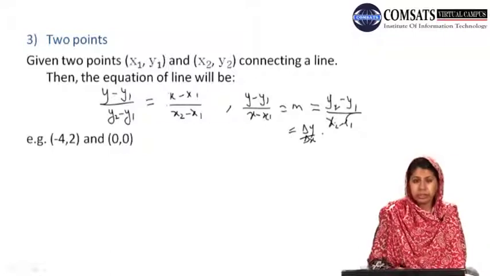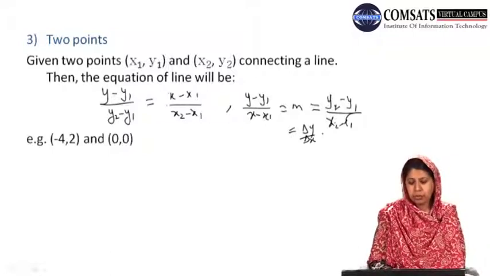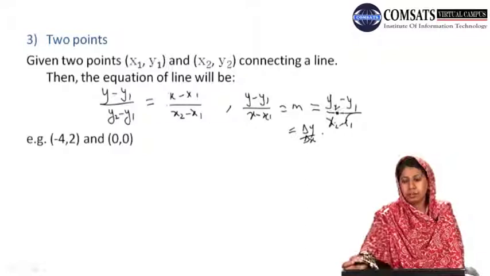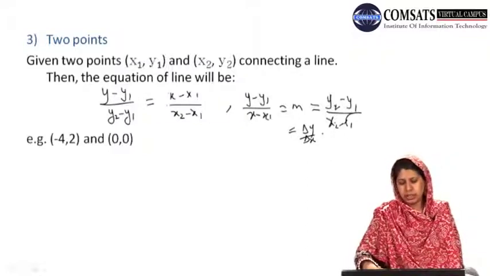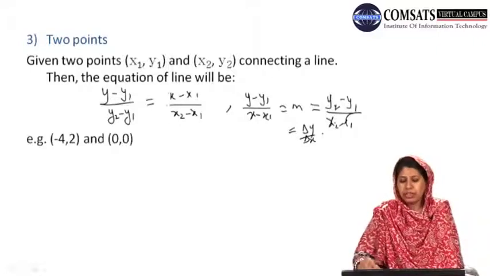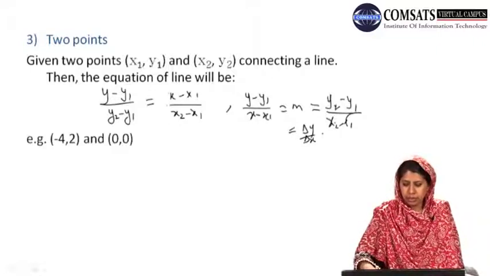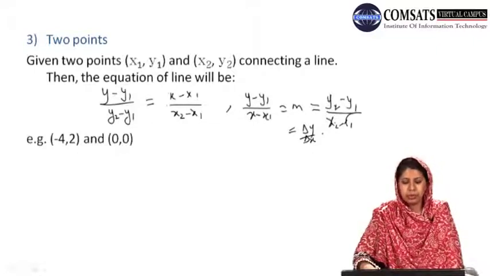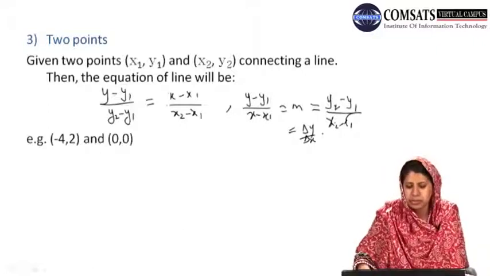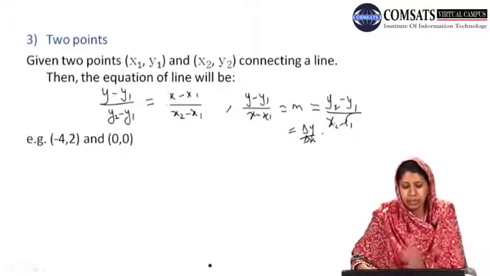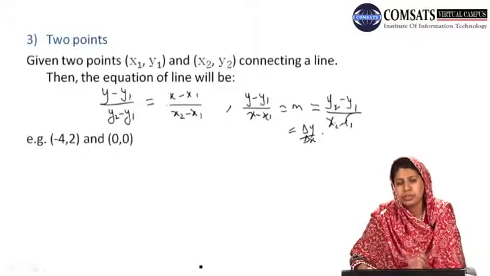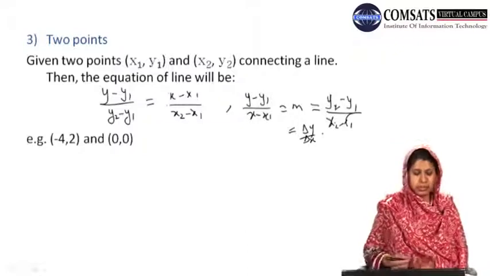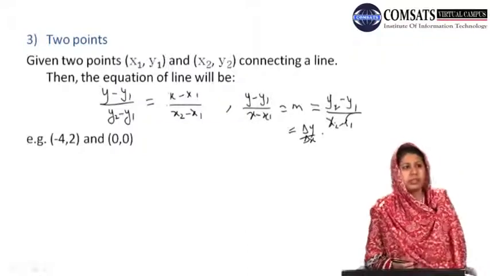So if we are given 2 points, we have two methods. Either we can find the slope by the change in y to the change in x, that is delta y over delta x, and we can write the equation of the line, or we can use the 2-point formula, which is y minus y1 over y2 minus y1 is equals to x minus x1 over x2 minus x1, and then we have to simplify it to see the equation in our standard form, which is y is equals to mx plus k.